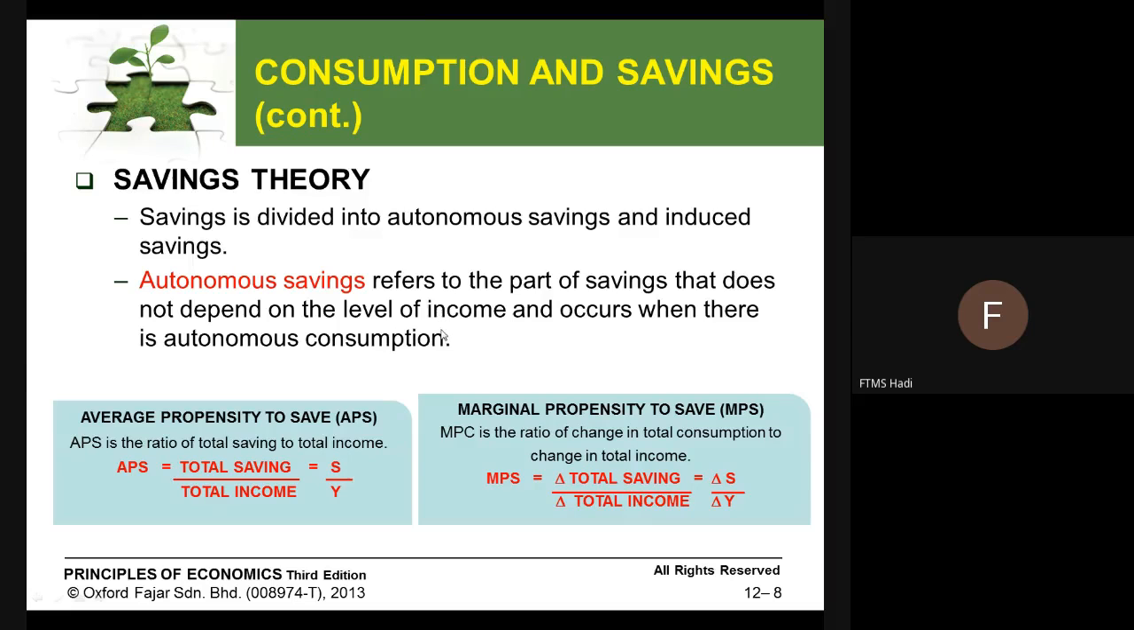Even though let's say at one time your salary is 500 ringgit, and then at another time you get a salary of 1,500, you still are able to make autonomous saving. It's not dependent on the income level. Induced saving means that the saving depends on your income level. The higher the income is, the savings will be higher as well.